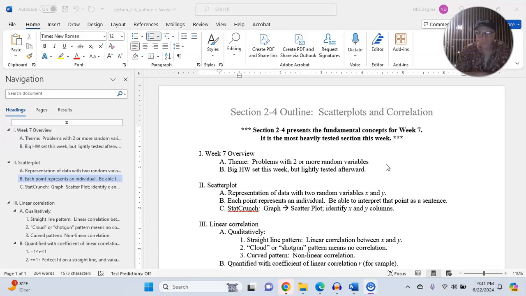Now, as far as our testing on it, we have a pretty big homework set this week. I think there's 26 or 27 homework problems. But the good news is that this material is only lightly tested afterward. You're going to have a quiz in week 7, quiz 3. That will cover the material that we saw in weeks 5 and 6. So week 7 will not be on any future quiz. And then, of course, the only assignment after that is the final exam.